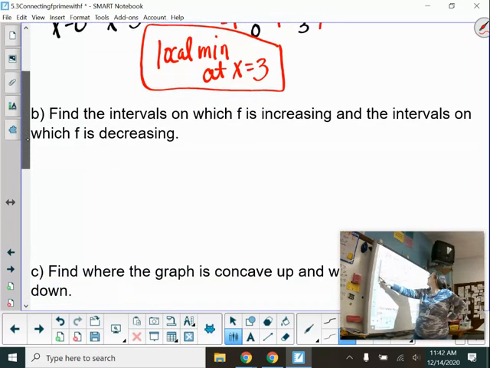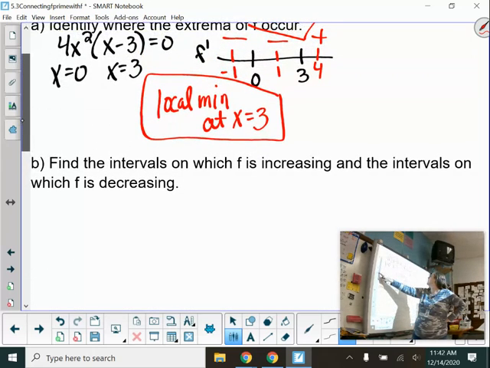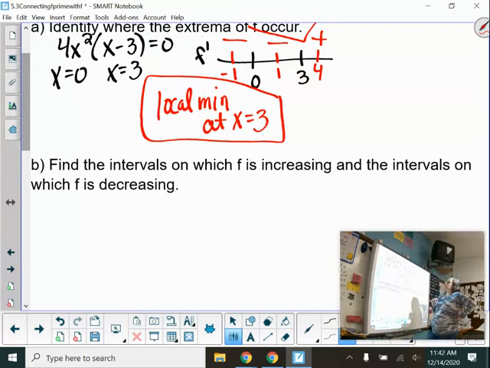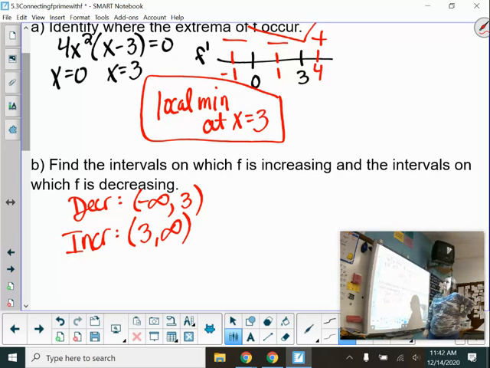Okay, now we have part B. Find the intervals on which f is increasing and where it is decreasing. Well, I already have my work set up there for this. So I know that I am decreasing from -infinity to 3, and I'm increasing from 3 to infinity, because I already figured out where the first derivative was negative and where it was positive.